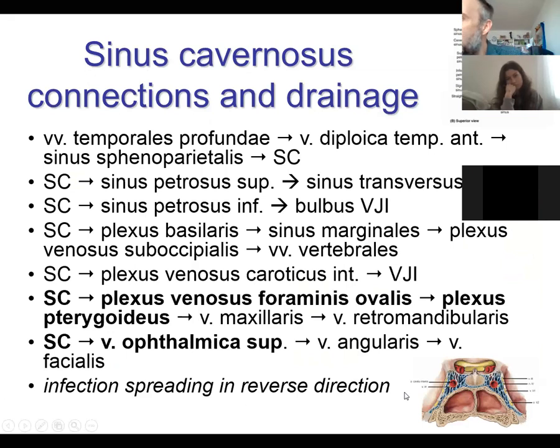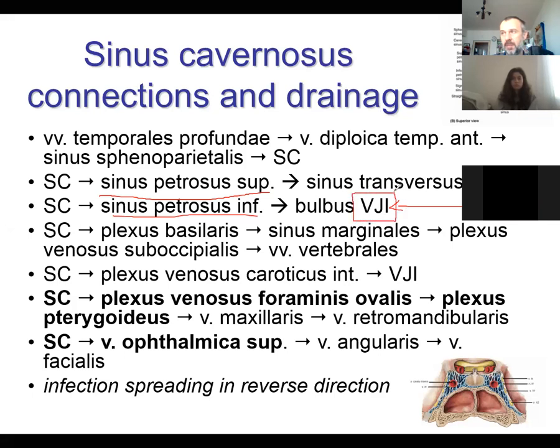And now this terrible slide, which tells you how the cavernous sinus is drained. So let's go through that in detail. You can see that the main drainage is from the cavernous sinus via the superior petrosal and inferior petrosal sinus to the transverse sigmoid sinus and to the bulb of the internal jugular vein. That's the main drainage.